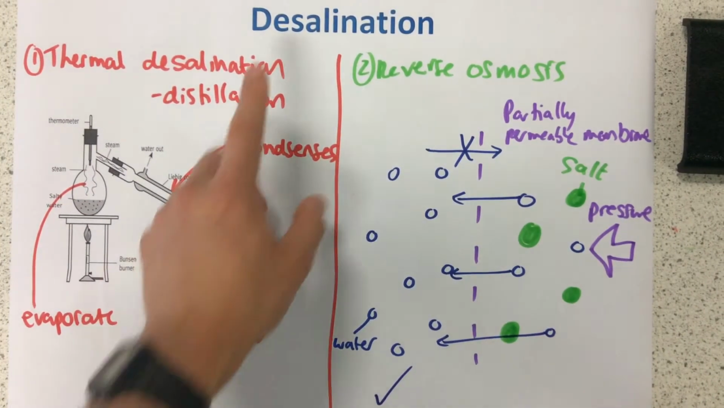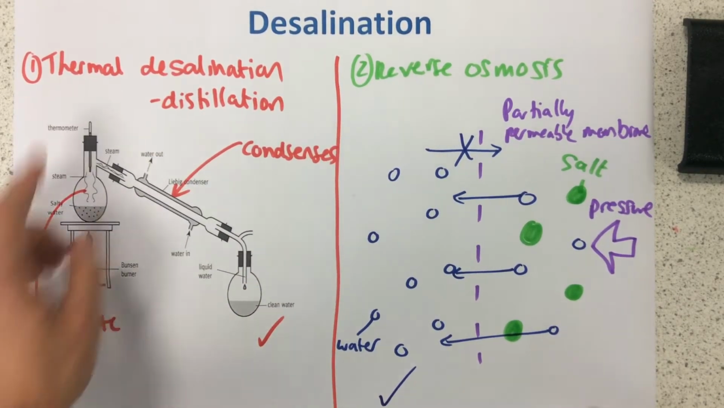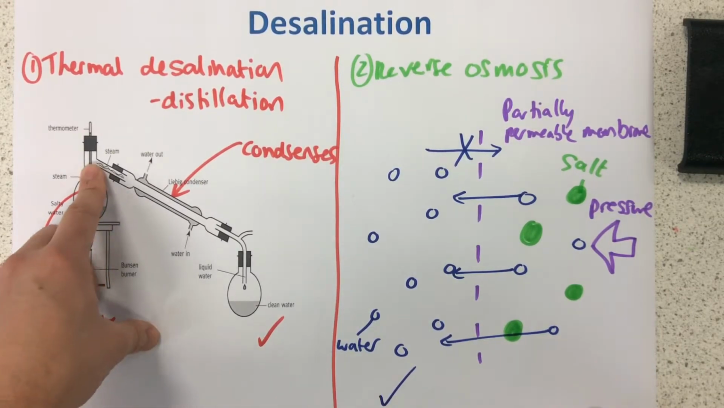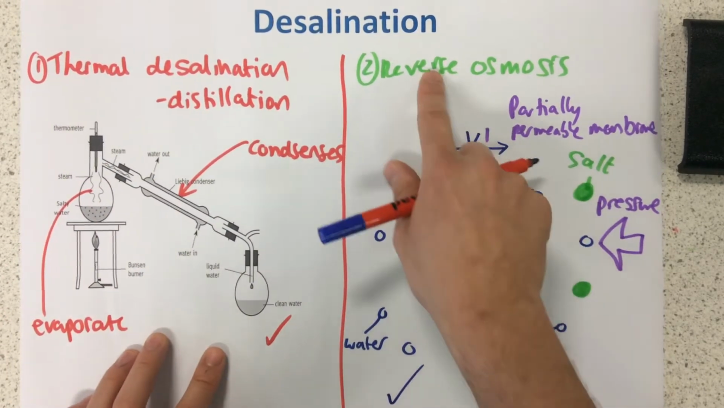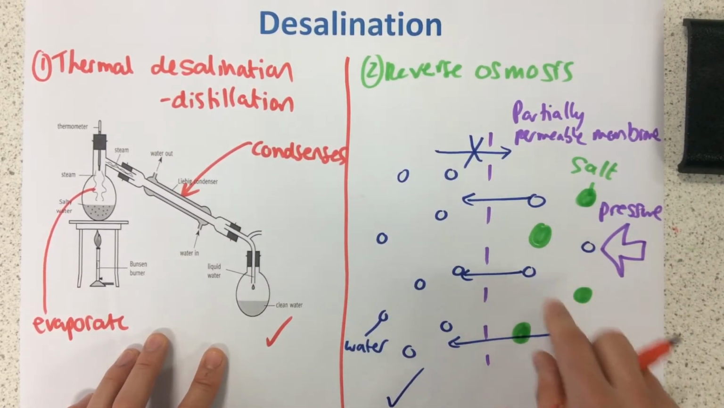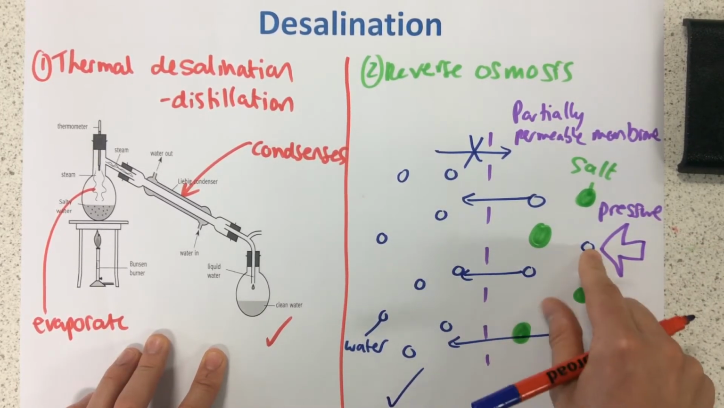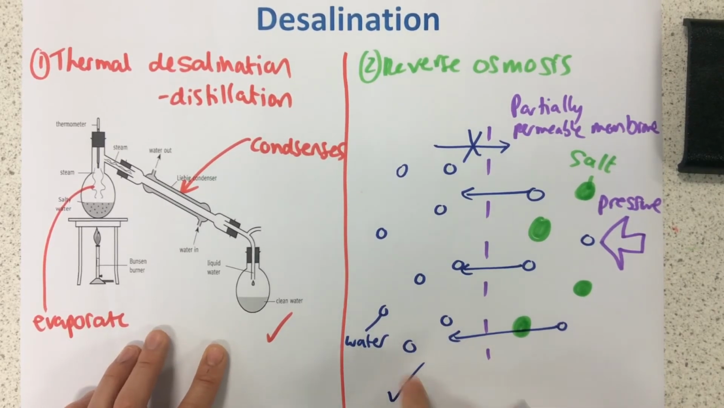So, just to summarise, desalination means removing salt from water. We can do this by thermal desalination, by evaporating the water and condensing it again to separate it from the salt, or by reverse osmosis, where we apply pressure which causes the water molecules to move against the concentration gradient from a low concentration of water to a high concentration of water to create clean drinking water. Thank you.